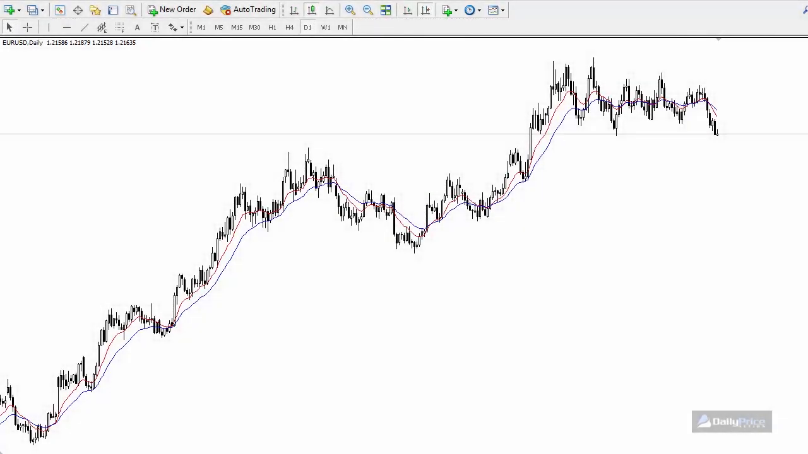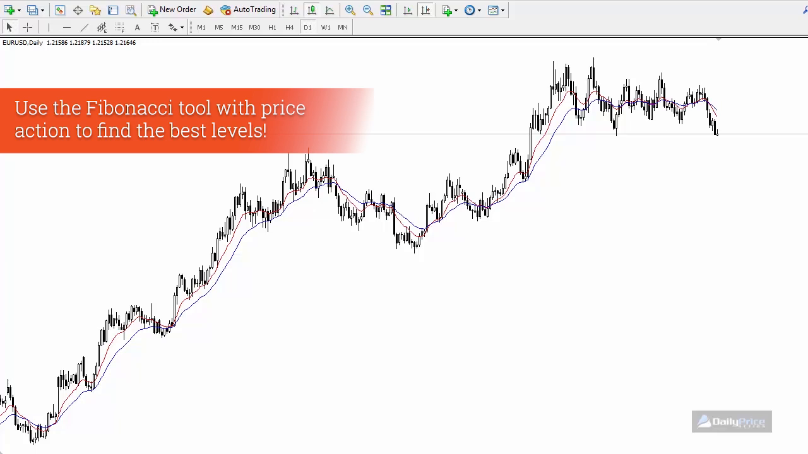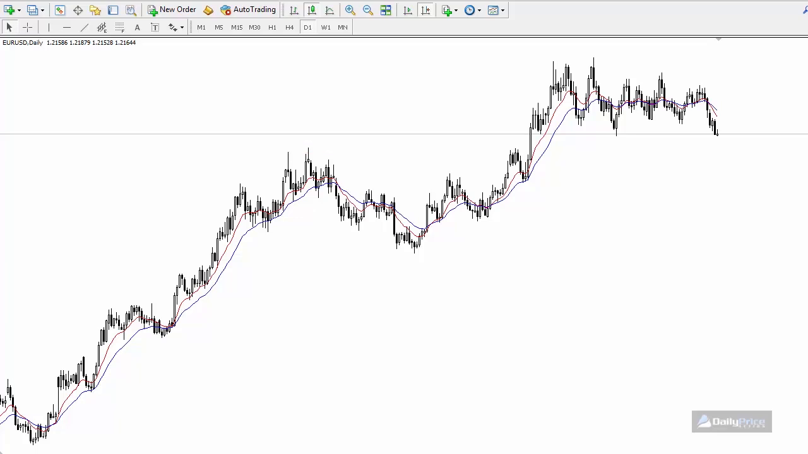Okay, let's talk about Fibonacci analysis. The first thing I want to point out when dealing with the Fibonacci tool is that I always use it in combination with price action. So I don't use it as a standalone tool or means to identify key levels. Instead, I use it to confirm the key levels and also find ones that I may have missed during my initial analysis.